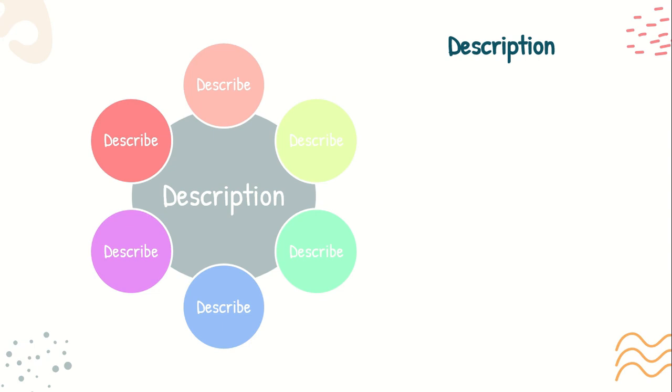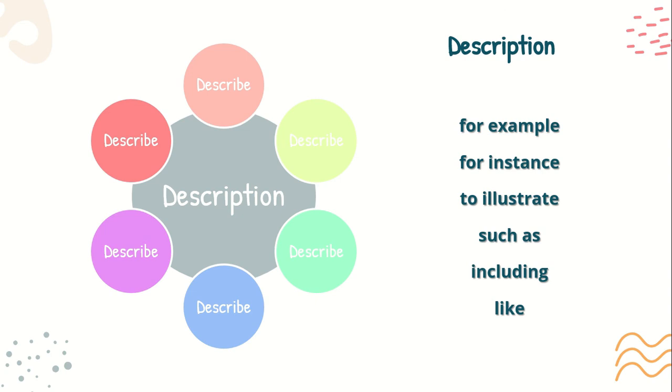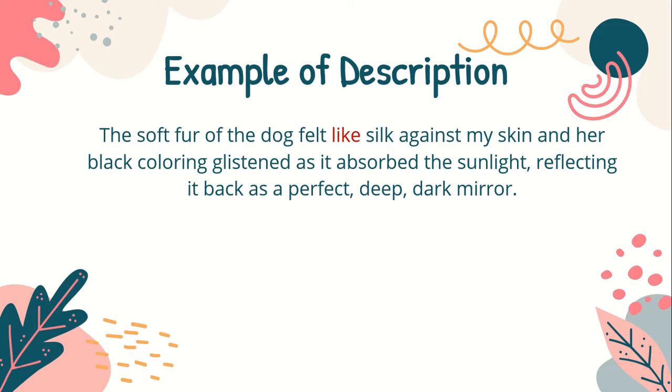Description. In this structure, the topic is presented by providing descriptions about its attributes, features, and examples. These are the transition words that you can use in a description essay: for example, for instance, to illustrate, such as, including, and like. Example of description: the soft fur of the dog felt like silk against my skin, and her black coloring glistened as it absorbed the sunlight, reflecting it back as a perfect, deep, dark mirror.